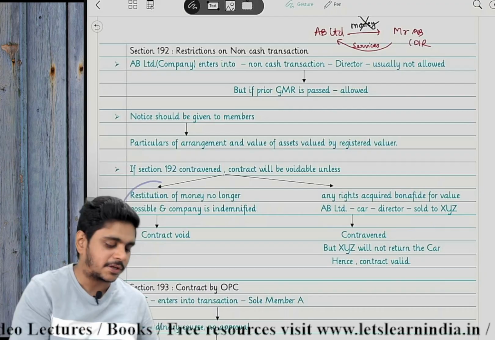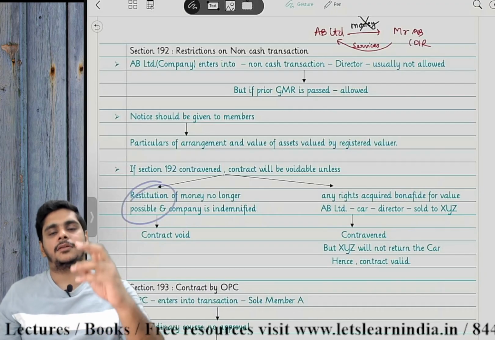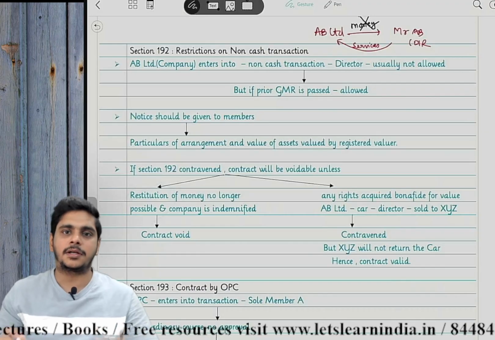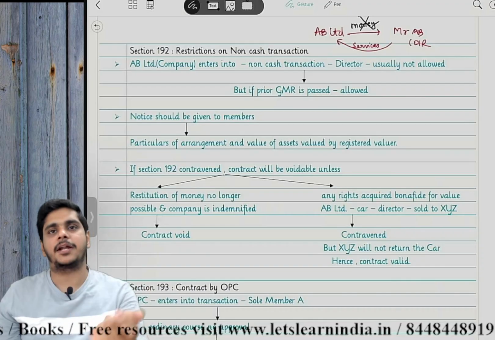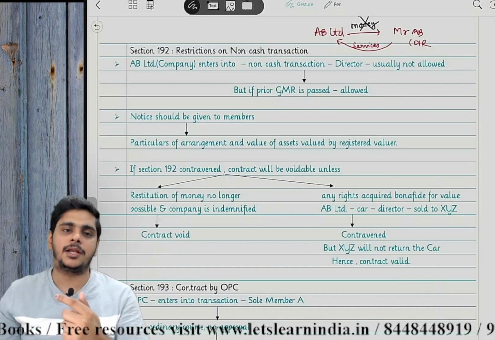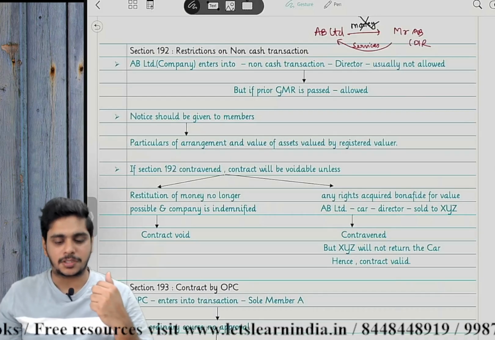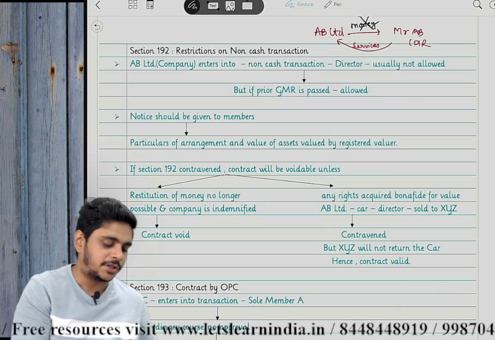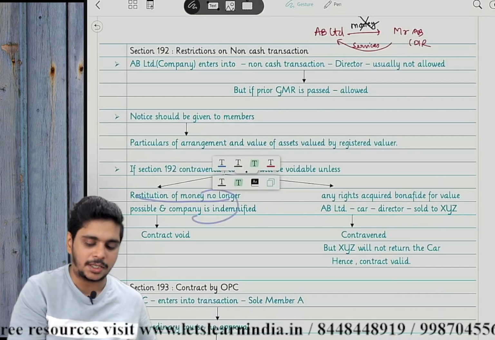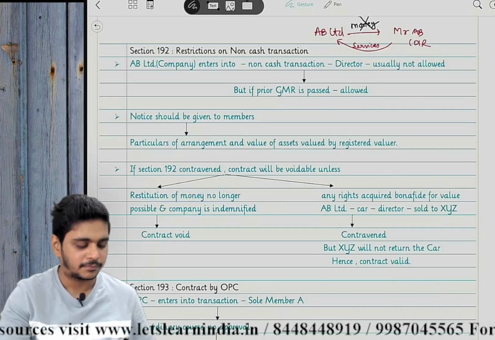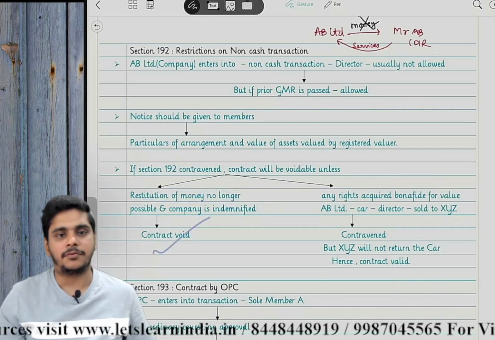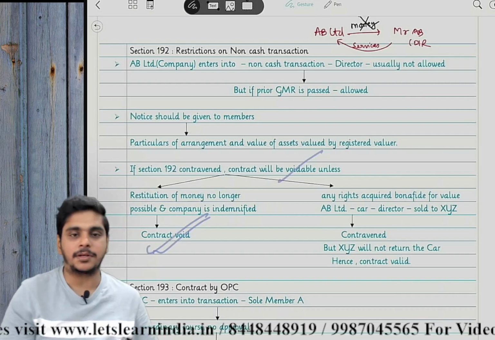But here, imagine the resolution was not passed, the company gave the car to the director, the director was driving the car, and that car met with an accident. The insurance company indemnified the company. So restitution of money is no longer possible, the company is indemnified. Then the contract will become void. Generally it is voidable, but in this case it will become void.